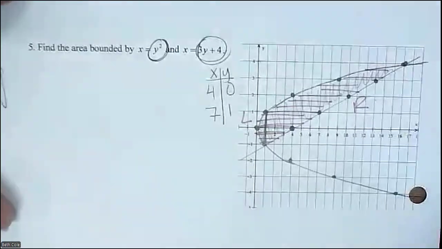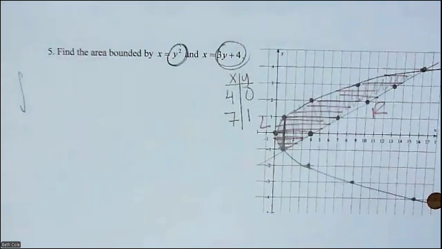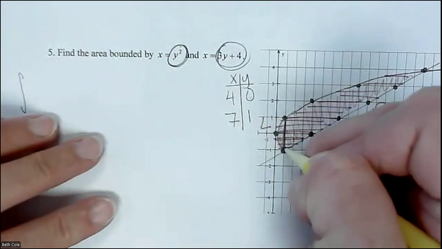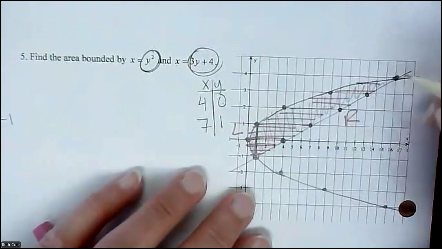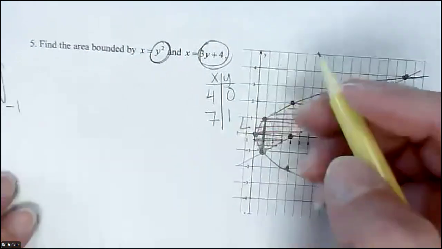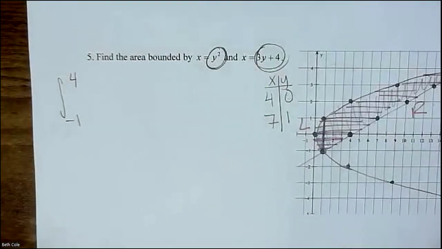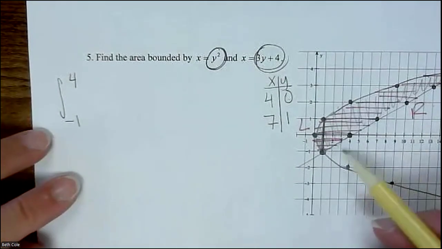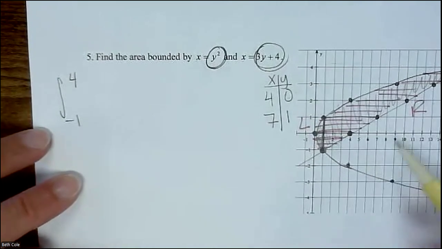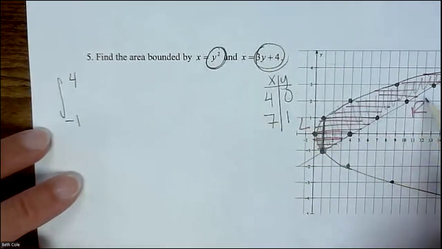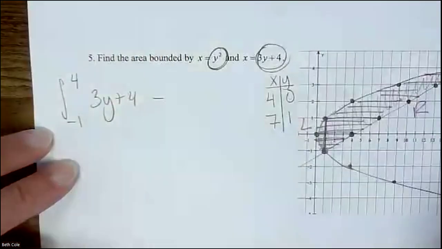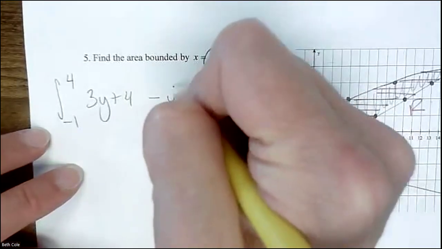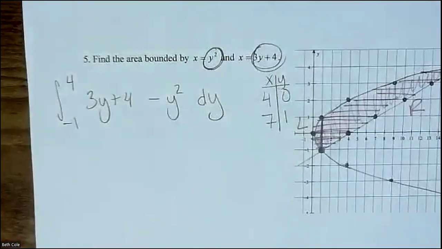And we're ready to set up our integral. So your boundaries need to be y values. So where are we starting? -1, good job. And then this is your other intersection, 4. So which one is your right graph? It's going to be right minus left. The linear one, yep, good. 3y plus 4 minus y squared. And then at the end, dy.